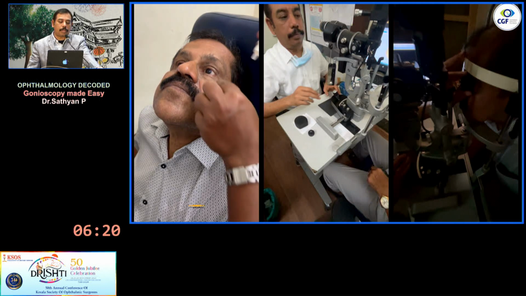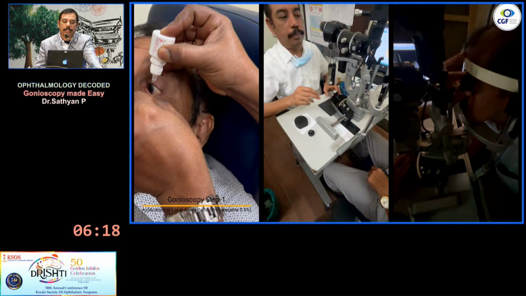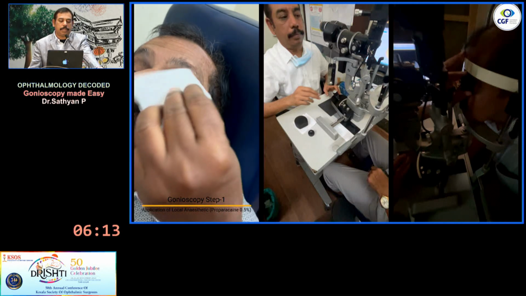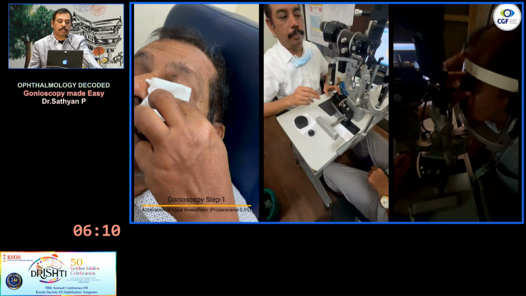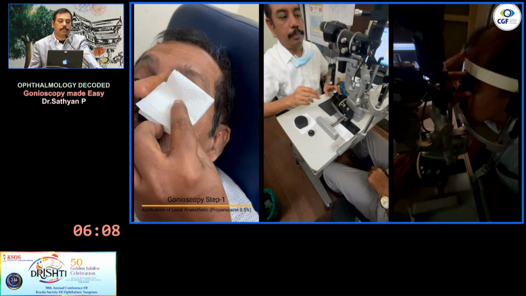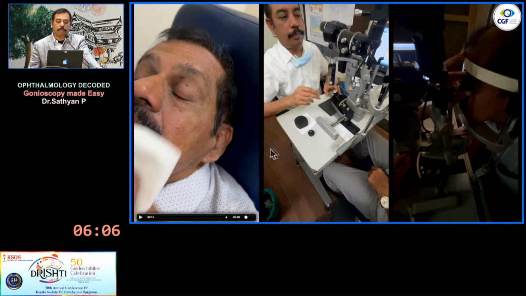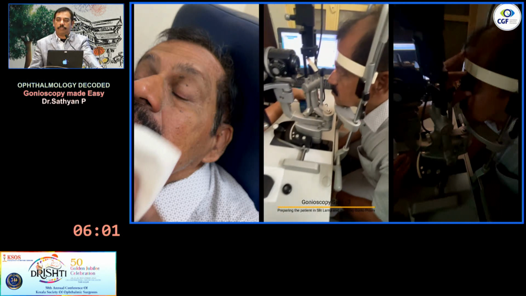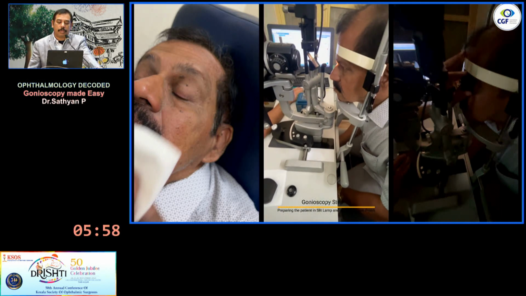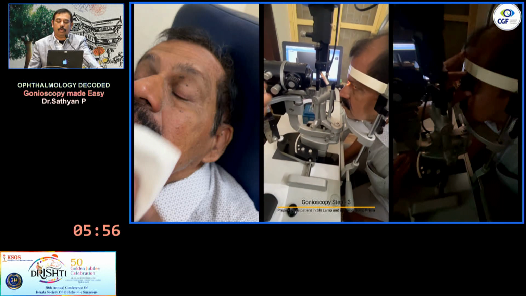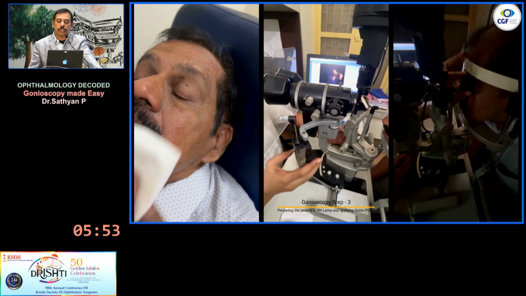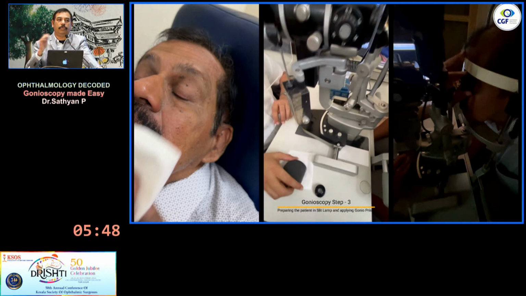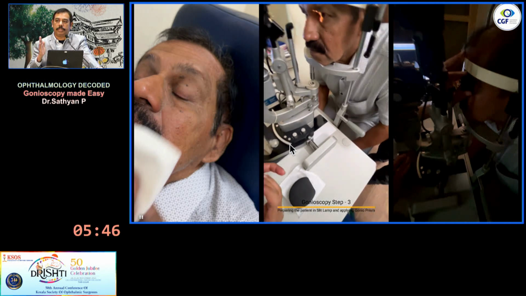Then the next step is applying the local anesthetic. I basically use proparacaine 0.5%, 1 drop. Then wait for just 15 to 30 seconds for it to numb. And then the next step is preparing your patient for the slit lamp examination. So make sure that the patient is sitting comfortably without much of a head tilt, and ask the patient to look up. Adjust your slit lamp, make it comfortable. Probably you just turn your slit lamp to the temporal side about 60 degrees.